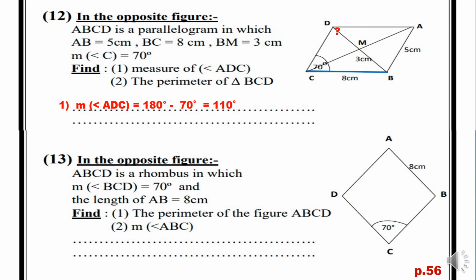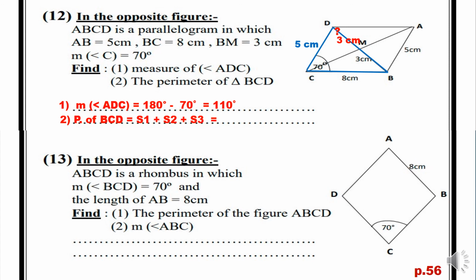And then the perimeter of the triangle BCD, the perimeter is equal side plus side plus side. So I have the first side BC is equal to 8 centimeter. The second side CD is equal to 5 centimeter. It's equal to AB, as the two opposite sides of parallelogram are equal in length. And I have here BM equal to MD equal 3 centimeter, as the diagonals of the parallelogram bisect each other. So BM is equal to MD. So the whole line DB equal to 6 centimeters.